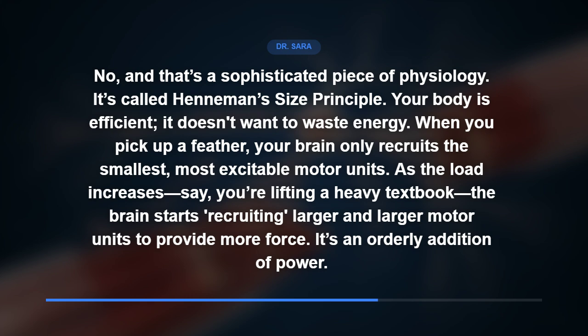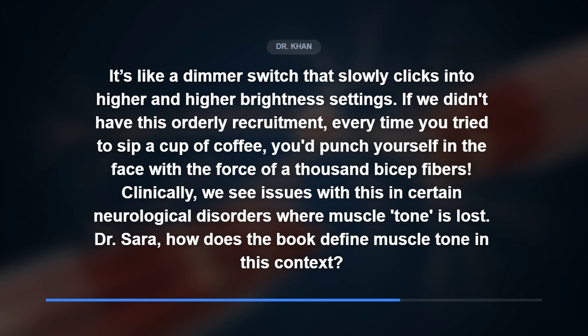Now, Sarah, tell them about recruitment, because our bodies don't just use all these units at once, do they? No, and that's a sophisticated piece of physiology. It's called Henneman's size principle. Your body's efficient. It doesn't want to waste energy. When you pick up a feather, your brain only recruits the smallest, most excitable motor units. As the load increases, say you're lifting a heavy textbook, the brain starts recruiting larger and larger motor units to provide more force. It's an orderly addition of power.